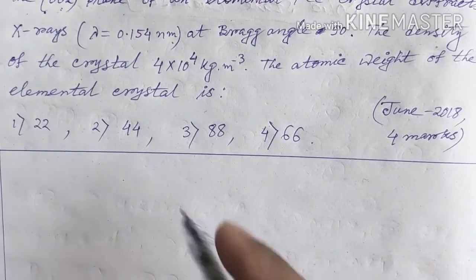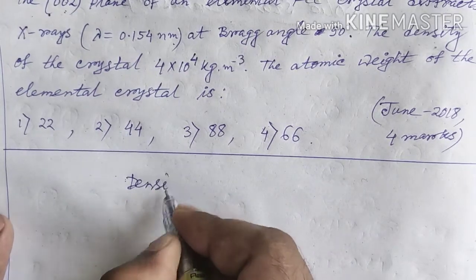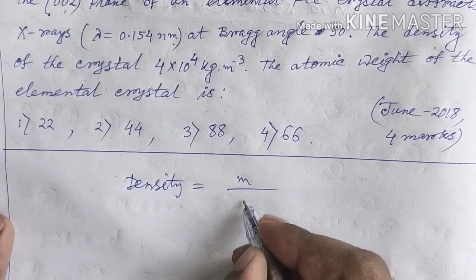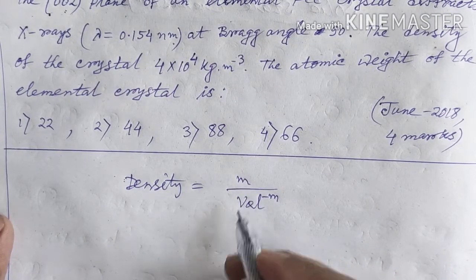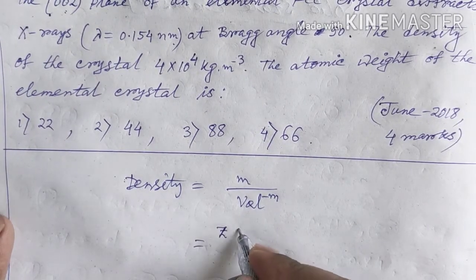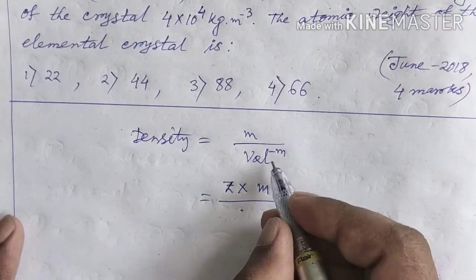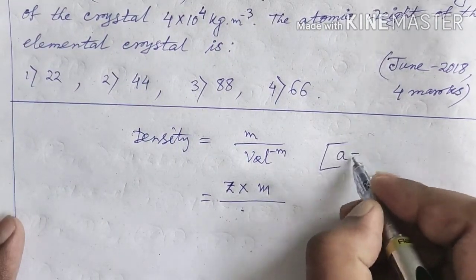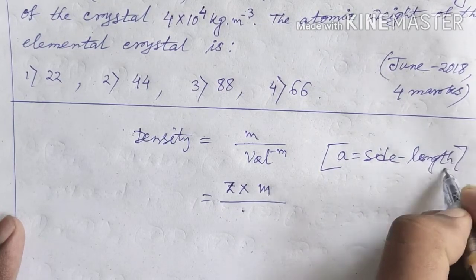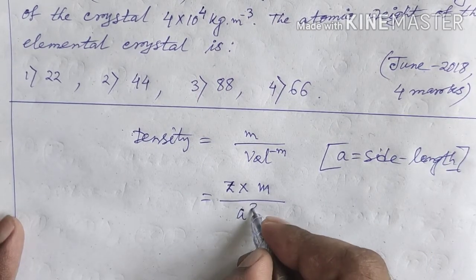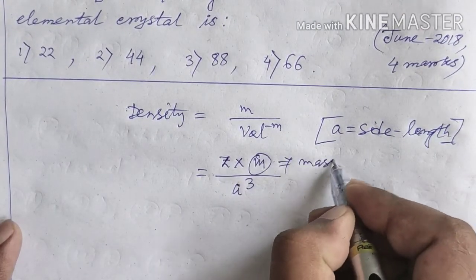Now, as I have discussed in the previous lecture, density of any crystal is equal to mass divided by volume, as we know from the concept of density. Now, in this case, if the crystal contains Z number of atoms and mass of each atom is m, and if the side of the cube is a, that is its side length, then the volume of the unit cell will be a cube. Now this is the mass of each atom.